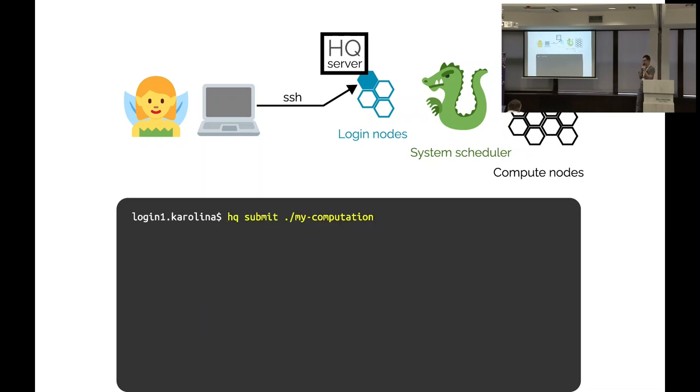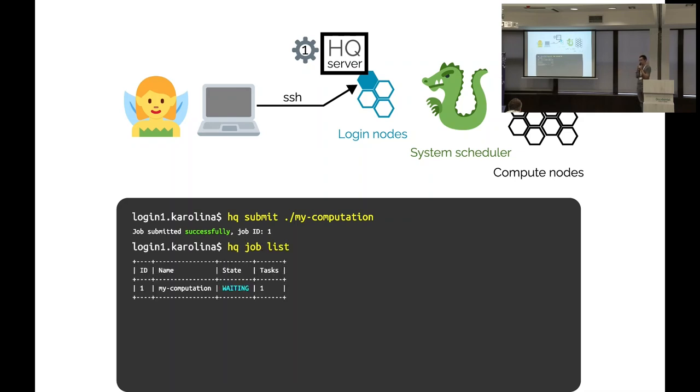Once you create the server, you can start submitting computations to it. So here you can see the HQ submit command. It's similar, for example, to sbatch or qsub, and that is by design, so that it is familiar to users of Slurm and PBS. When you submit your computation, your job, into HyperQueue, it will just be sitting there and waiting for some computational resources, right? So notice that I have submitted something to HyperQueue, but I didn't have to say where it will be computed. It is not defined at the same time. Then I can see in the job list that there is a waiting job.